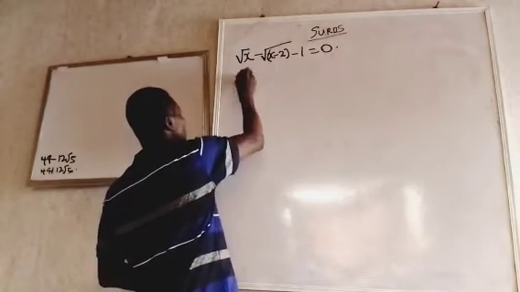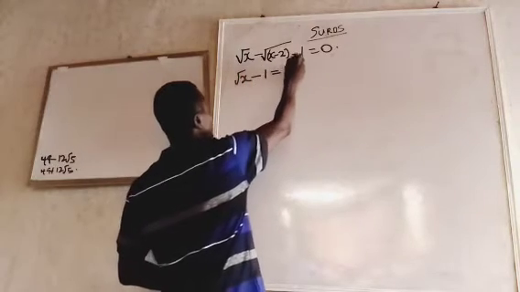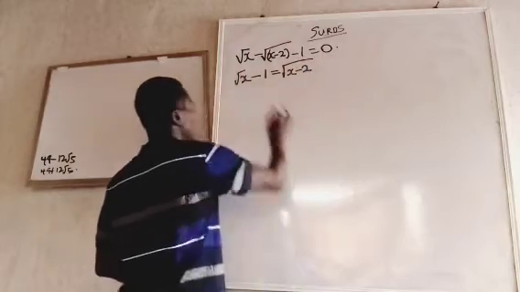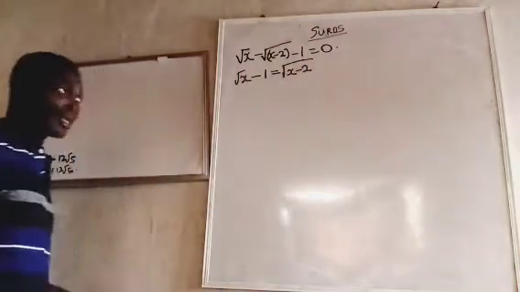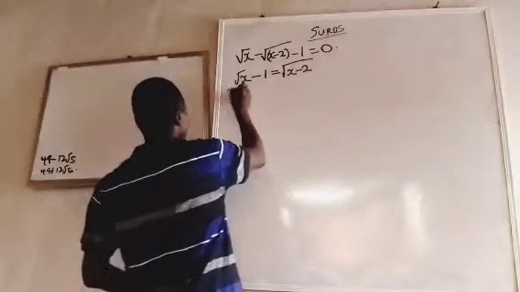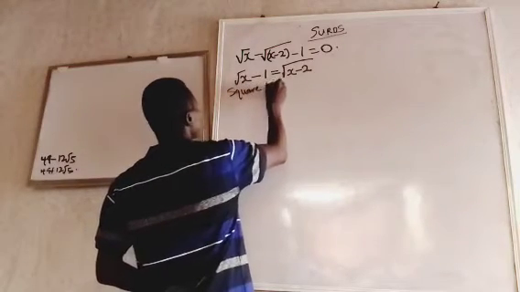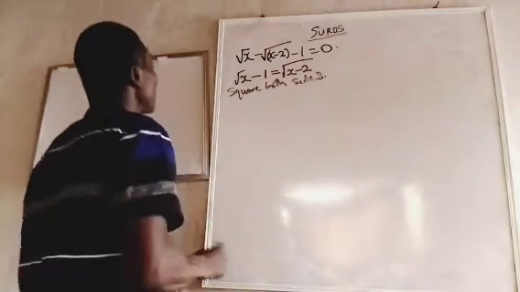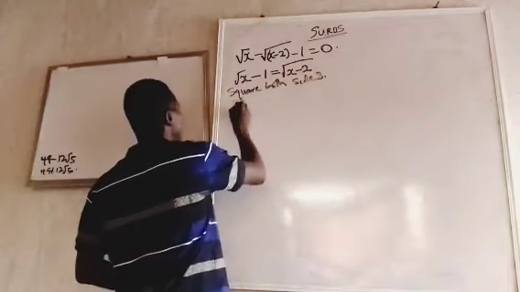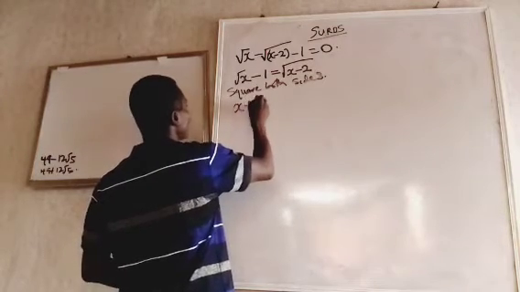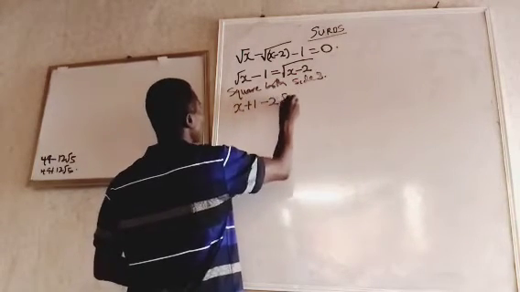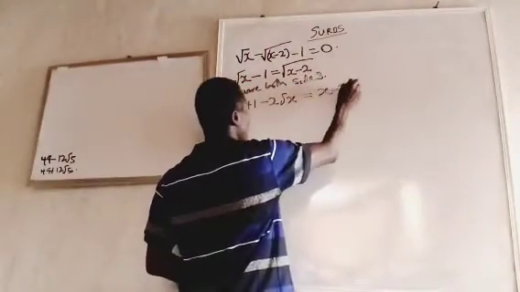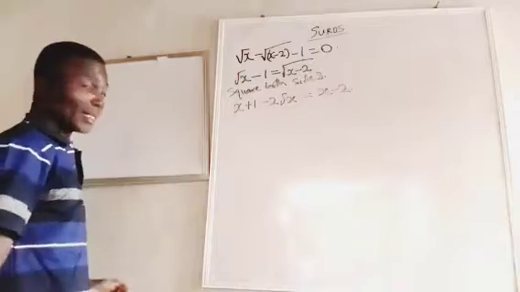So I'm going to have root x minus 1 equals root x minus 2, bringing this one here. Now the next thing will be I will square both sides. So what does that give me? It's going to give me x plus 1 minus 2 root x. Squaring this place is going to give me x minus 2. You can see, it's going to give me x minus 2.